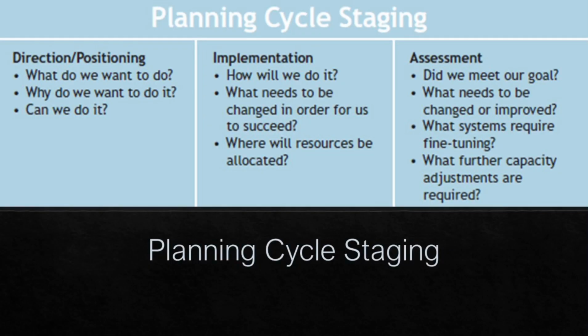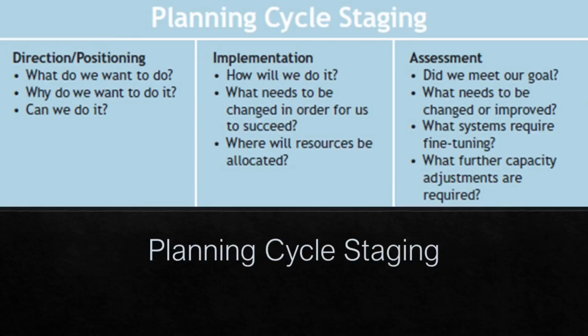In any planning cycle, we have 3 stages. The first stage is direction or positioning. So we answer these questions. What do we want to do? Why do we want to do it? Can we do it or not? The second stage is implementation. So how we will do what we plan to do. What needs to be changed in order to succeed? Where will our resources be allocated?